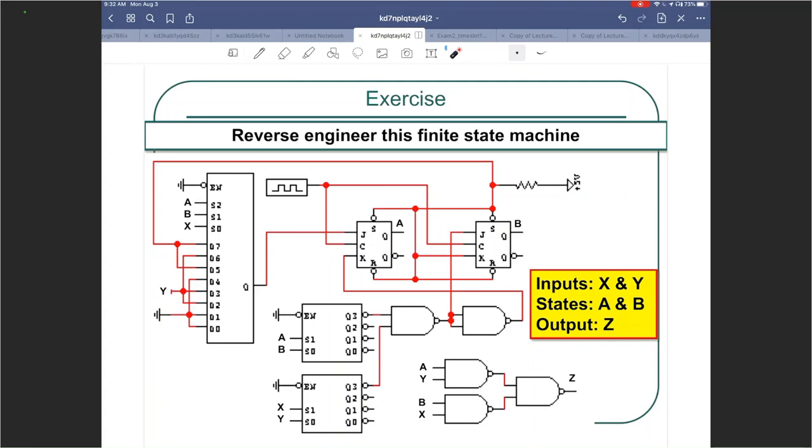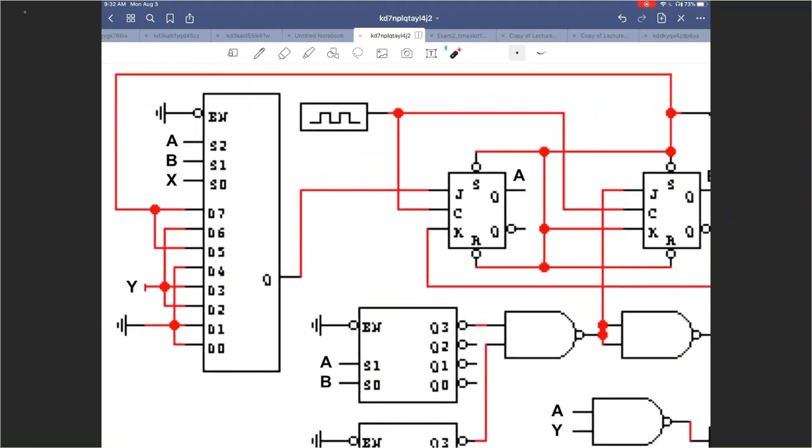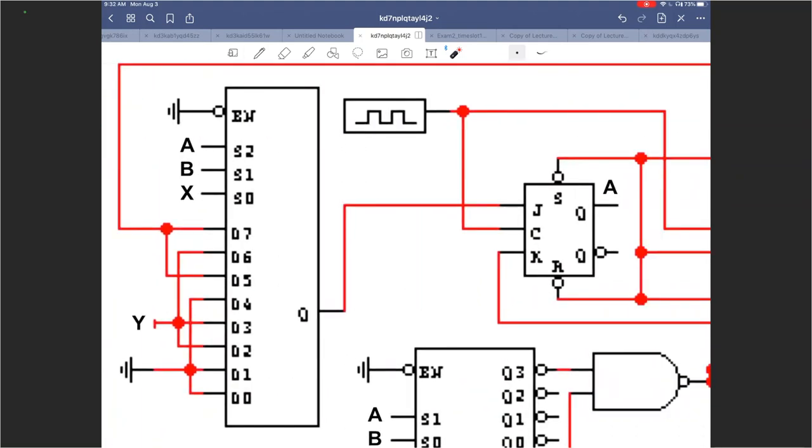Now, how about this? How do you reverse engineer this? It looks very overwhelming, right? But it turns out if you do things step by step, it is just a matter of time and nothing else. Now, I will point you to this first. So I'm trying to take a look at this particular block first. What do you think that is?